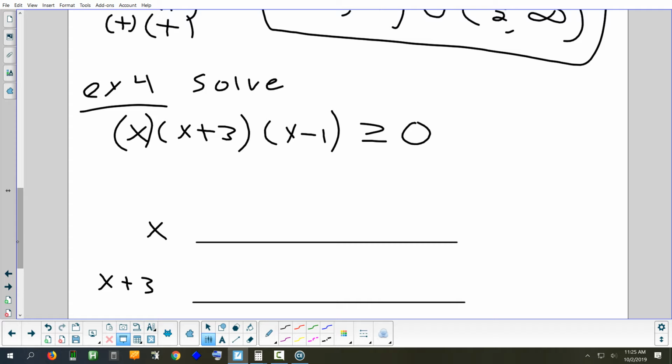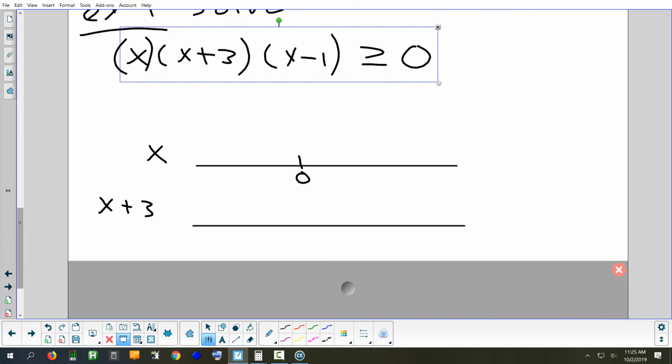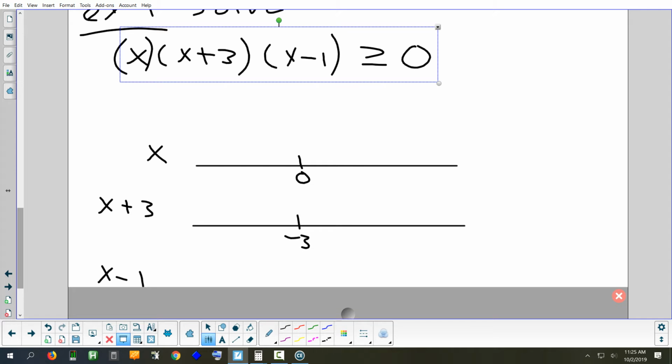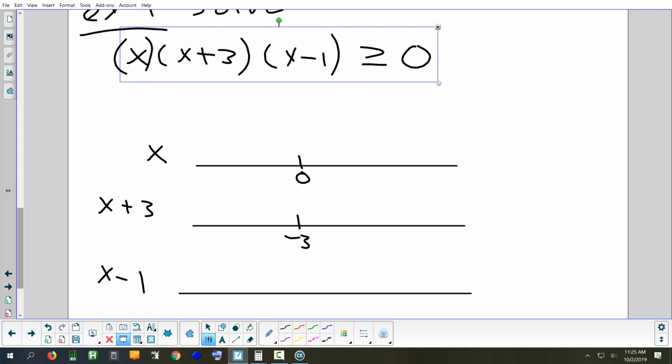Elias, what number would you plug into the first factor to make it 0? Yeah, just 0. Chris, what number would you plug into the second factor to make it 0? Negative 3. -3. Again, I'm just putting the number right in the middle. This is not to scale. And Sam, what number would you plug in to make the third factor 0? 1. 1. All right, now we just have to examine the behavior on each side, figure out where the negative section is, where the positive section is.